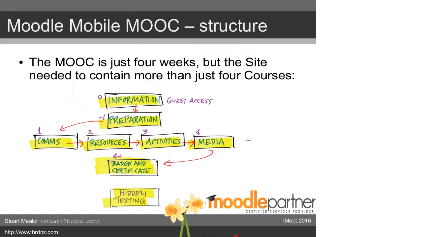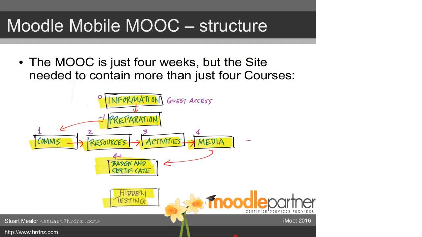So if we look at how we plan the site out, how that actually works, it's just a 4-week course, but obviously there's more in the background than just those 4 weeks. The 4 weeks of content are basically focusing on communications, resources, activities, and media. And in this course, we are telling people to access the course only via a mobile web browser or the Moodle mobile app. Okay. But we also needed, of course, a couple of other courses in there.